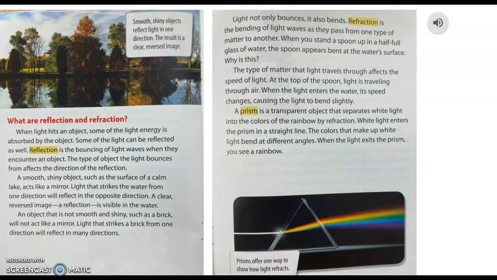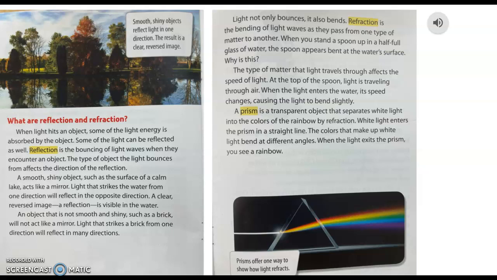Light not only bounces, it also bends. Refraction is the bending of light waves as they pass from one type of matter to another. When you stand a spoon up in a half-full glass of water, the spoon appears bent at the water surface. Why is this? The type of matter that light travels through affects the speed of light. At the top of the spoon, light is traveling through air. And when the light enters the water, its speed changes, causing the light to bend slightly.